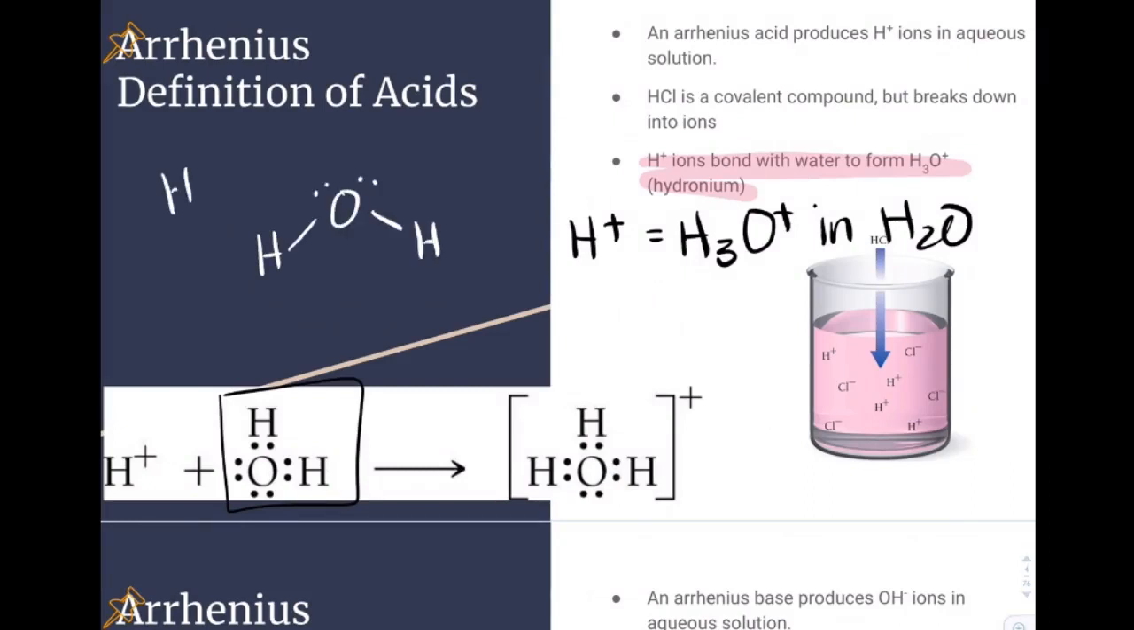If you have an H+, the negative side of this oxygen is going to bond with this H+, creating a hydronium, which would look like this. It would get a plus charge since we're adding this H+ to our water. This just automatically happens in water. You can never have a hydrogen ion present in water as only a hydrogen ion, because as soon as it shows up, that water is going to snatch it up and make a hydronium.